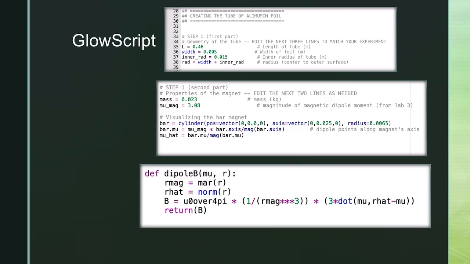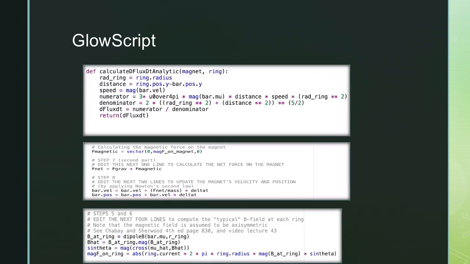Moving on to the computational model, I manipulated the GlowScript starter code that was provided to us to produce a model that represents what we did in lab. I first inputted the lengths and widths of the pipe. I then inputted the relevant masses and magnetic dipole values. Further, I added the relevant position, magnitude, and unit vectors for the magnetic dipole.